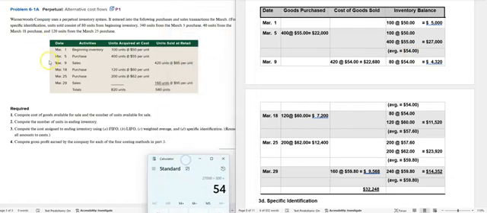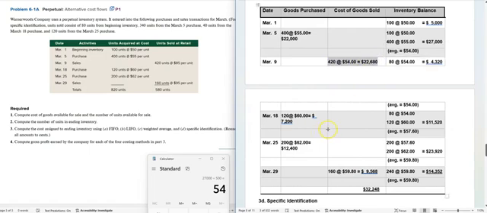What that means is on March 9th, when I sold 420 units and I'm trying to assign a cost to the inventory sold, the weighted average method says use whatever the average cost is at the time of the sale. When we made the sale, the average cost is $54 per unit. So I will assign $54 to the inventory sold, or a cost of goods sold of $22,680. That's the amount I will record in my cost of goods sold journal entry.